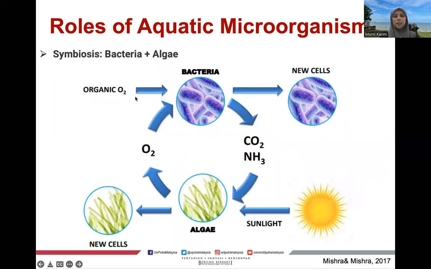Let's say the bacteria need oxygen in order to produce new cells. And also the bacteria produce carbon dioxide. So that carbon dioxide is needed by the algae in order to create new cells using sunlight. So we call this symbiosis, meaning that they need each other. Both of them will get the benefit.